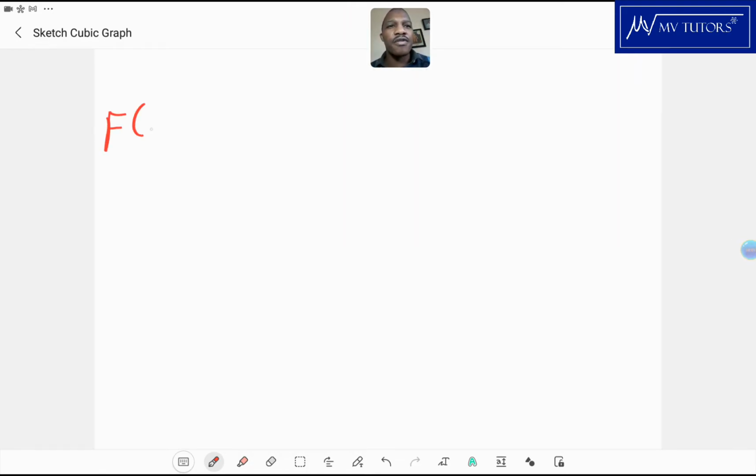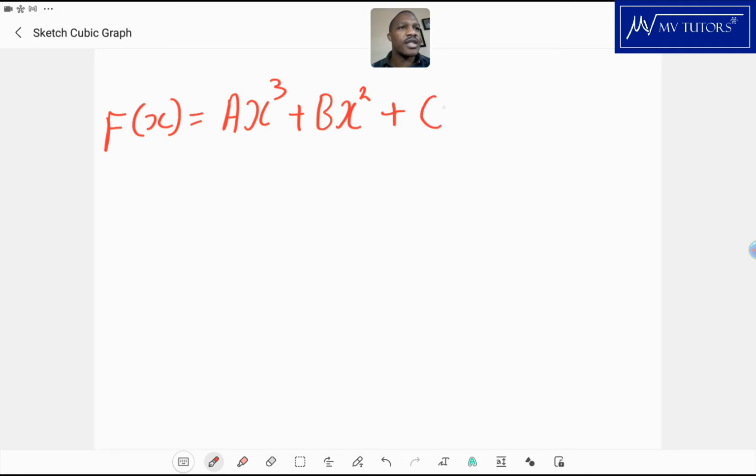So a cubic function f of x is given by ax cubed. That's what actually makes it a cubic function, because the variable x is cubed. And then the rest of the equation is bx squared plus cx, well, you can put a 1 or not, plus d. That's the normal general formula of a cubic function.